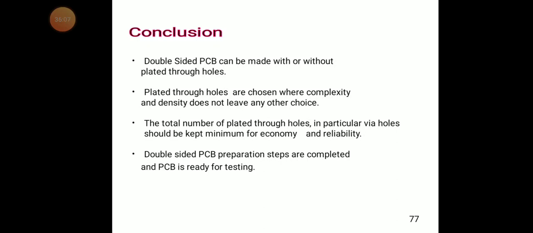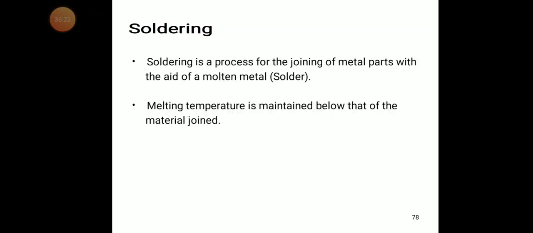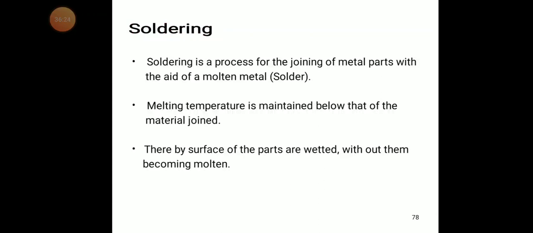So generally double-sided PCBs are somewhat complicated. Once one side is completed, the same procedure is done for both sides of the PCB. So now the final step for the PCBs is soldering. Soldering is important when we mount the components on the PCB. We need to solder properly. How do we need to solder them?